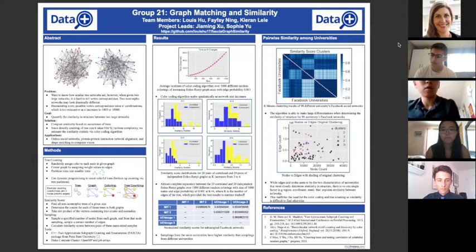Okay, I'll start off with the problem. As you can see in the abstract, there are two example graphs shown, and we want to quantify how similar these two networks are. It's very hard to tell just visually.